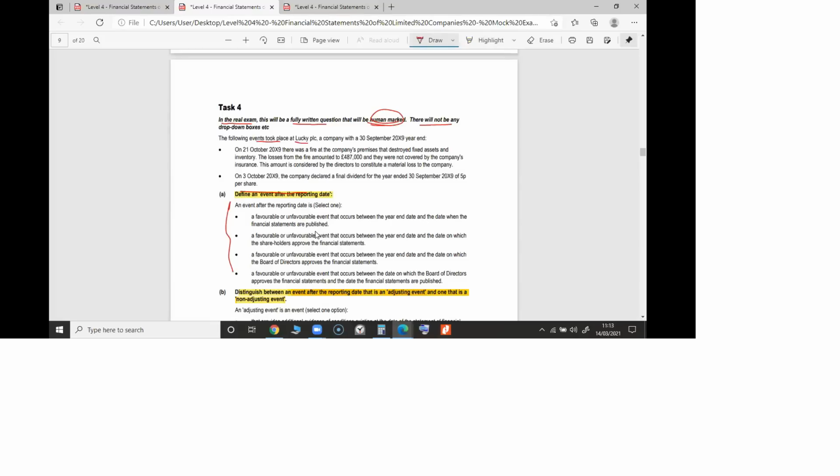The following events took place. Lucky PLC, the company. Before I read anything, let me tell you about the events after the reporting period, which is IAS 10. Any event that takes place from the date of SOFP or financial statements date, until it is approved by the directors, any transactions that occur in this period are events after the reporting period. Now, these transactions could be adjusting, could be non-adjusting. Adjusting events are those that occur on the date of the financial period, and you didn't adjust for them. You need to adjust. A non-adjusting event is a condition that does not exist on the date of the reporting period, but occurred later on. Just keep it in your head.